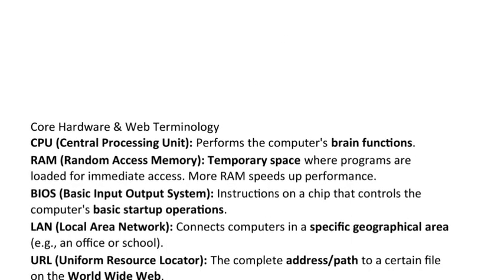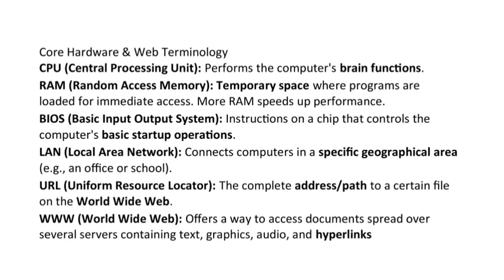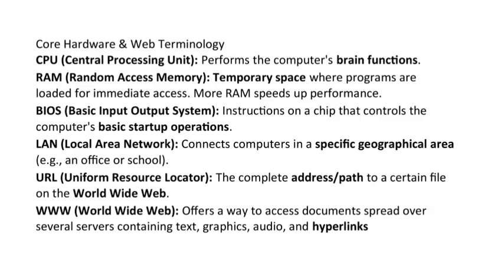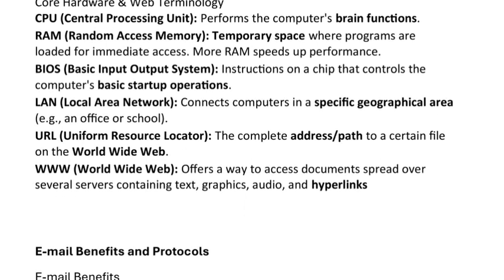Core Hardware and Web Terminology. CPU, Central Processing Unit, performs the computer's brain functions. RAM, Random Access Memory, temporary space where programs are loaded for immediate access. More RAM speeds up performance. BIOS, Basic Input-Output System, instructions on a chip that controls the computer's basic startup operations.